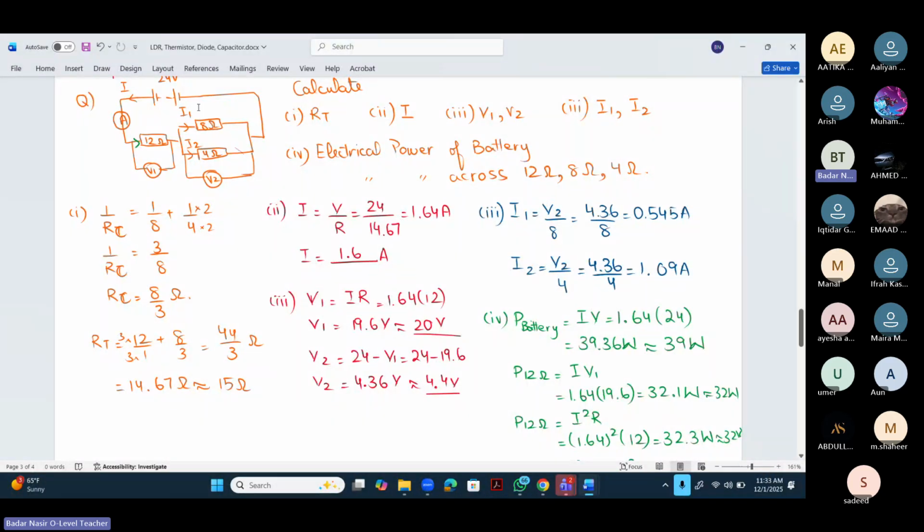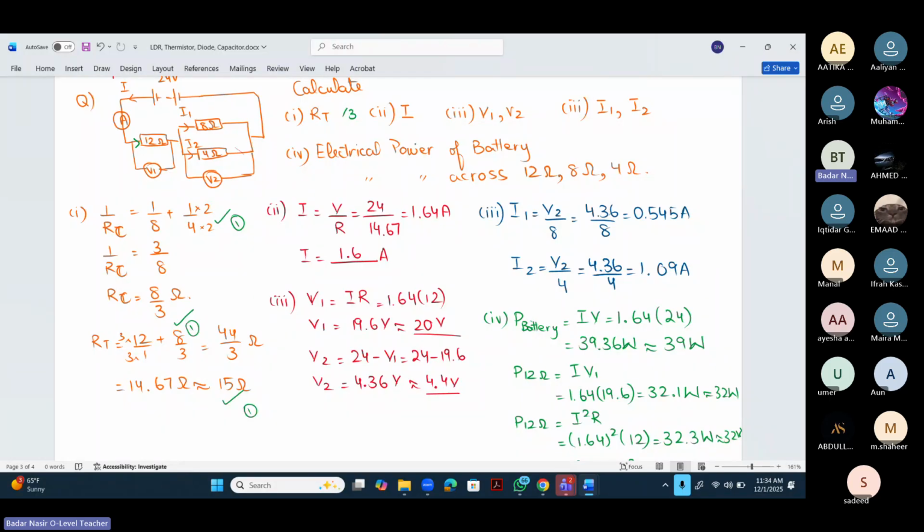You will be given a circuit. First, for 3 marks, it will ask you to calculate the total resistance of the circuit. 1 mark is if you have written 1/RC equals 1/8 plus 1/4. If you have written this, you'll get 1 mark for that. The other mark is that whatever combined resistance you get for the parallel resistors, you add the series resistance to it. So you'll get 1 mark for this expression and 1 mark for the final answer. So this is how you'll get 3 marks.